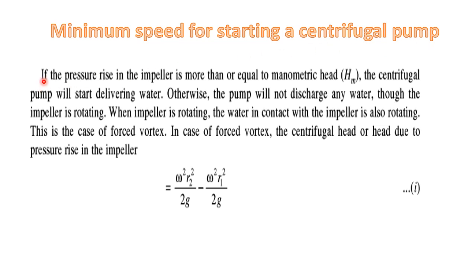So minimum speed is given by this condition: if the pressure rise in the impeller is more than or equal to the manometric head, the centrifugal pump will start delivering water. If the pressure rise in the impeller is less than the manometric head, the centrifugal pump will not deliver any water. Otherwise, the pump will not discharge any water.